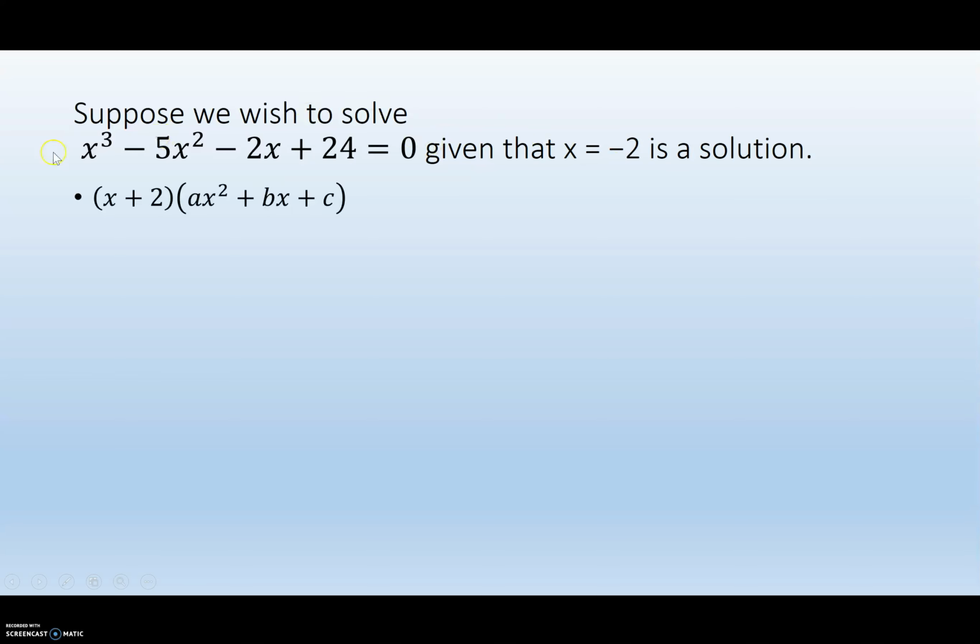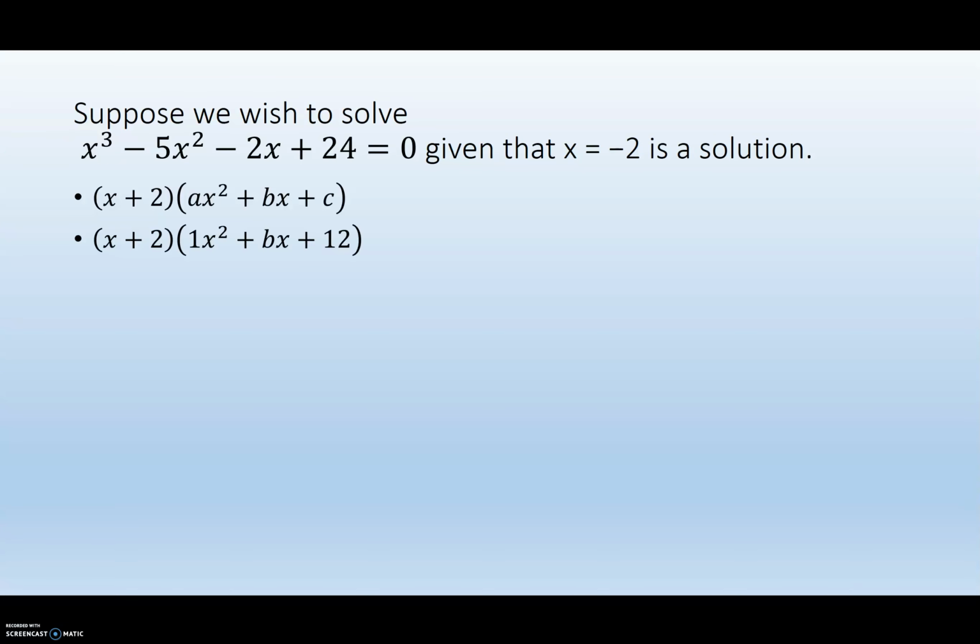So if we put that in brackets, x plus 2, and the rest would be the quadratic equation, you can figure out the values of a, b, c by using any comfortable method you know. You can use the factor theorem by substituting, or you can use long division, or synthetic division, or you can also compare the terms. I'm going to show you how to compare the terms to find the values of a, b, c.